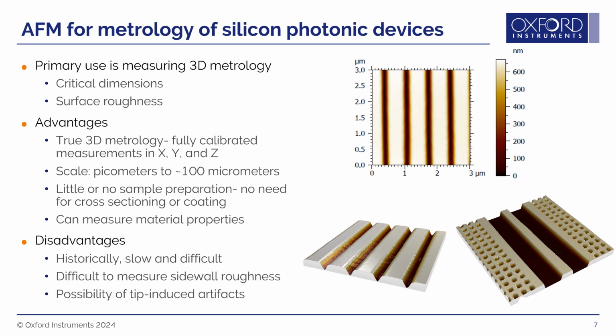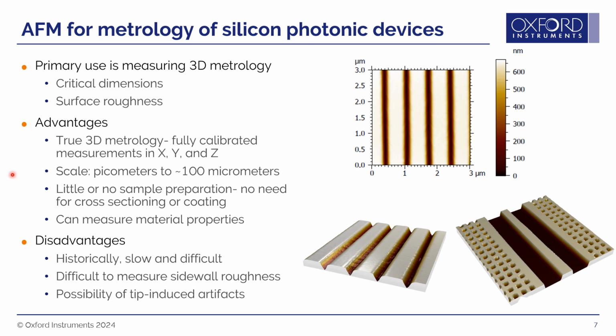Fortunately, when we consider silicon photonic devices, the use of AFM is typically pretty straightforward. Usually, AFM is used to make the metrology measurements that I previously introduced, critical dimensions of the ridges or trenches, and surface roughness. The principal advantage of AFM compared to scanning electron microscopy is that it can measure true three-dimensional metrology. The topography that we measure is fully calibrated in X, Y, and Z. Furthermore, the scale of the measurements is well matched to silicon photonic devices, ranging from picometers up to about 100 microns. AFM also typically requires little or no sample preparation, so there's no cross-sectioning or coating of the samples required.